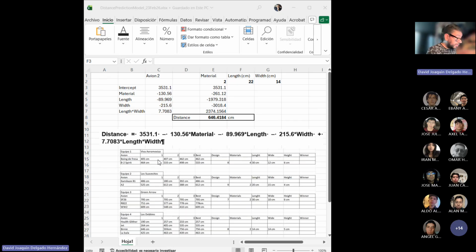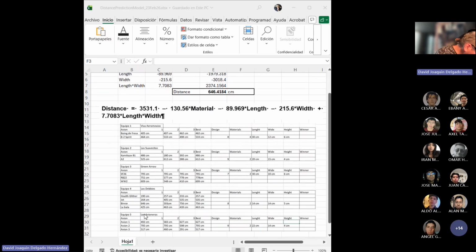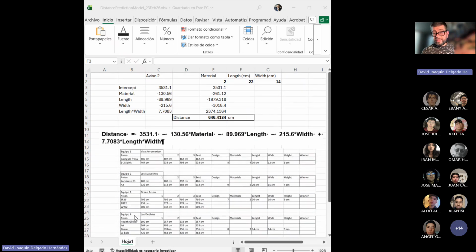But for the airplane B2 Spirit, then for the airplane A2, SF-26, Birney, which is Birdie, and Avion 2. Okay, is it clear? Is it clear what you are going to do? Any questions? Okay, let's take 15 minutes to carry out this exercise and I will see you back at 5 p.m. Please carry out the exercise and I will see you back at 5 p.m.